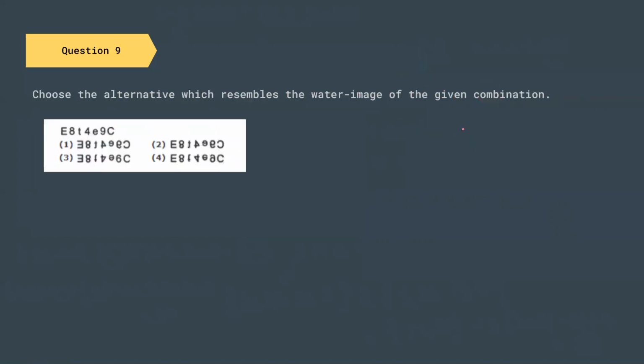Now, let us come to this very interesting question. Choose the alternative which resembles the water image in the following combination. Water image means if we write these letters upon a piece of paper and we stand with that paper near the edge of a water body, what will be the reflection that we will be able to see of this particular piece of paper on the surface of the water that you have to see.